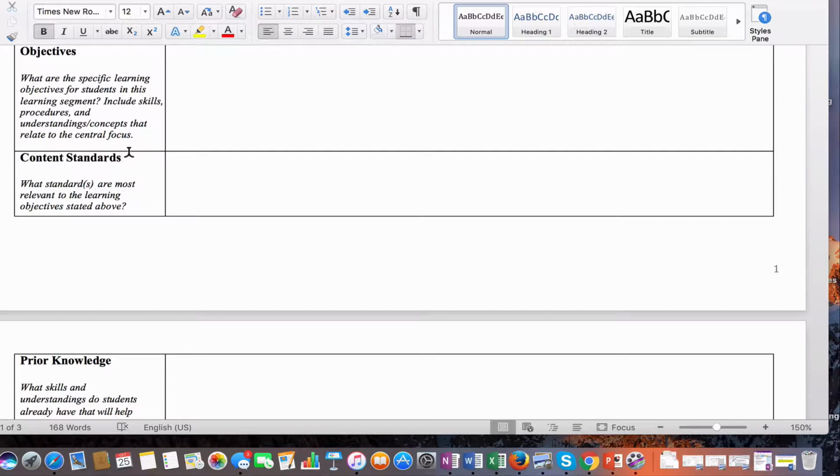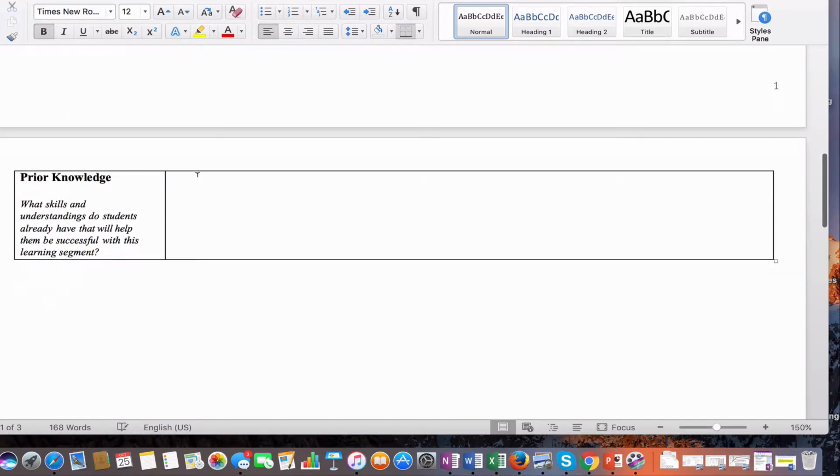And remember, you've already done some work with those standards and thinking about that, so you might want to reference your notes. So you're going to write your standards out. And then your prior knowledge. So this would be what skills and understandings do students already have that help them to be successful with this learning segment. Well, this is sort of fictional and made up. You don't really quite know yet. So you kind of have to imagine.